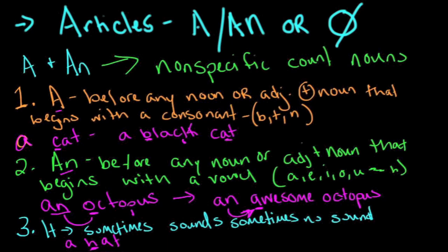Or an hour. You see the H doesn't have a sound here. The OU has a sound, an hour. So we say a hat, but an hour. So when H doesn't have a sound, we use an, and when it does have a sound, we use a. So these are the reasons why we use a or an, and looking at the letter H.